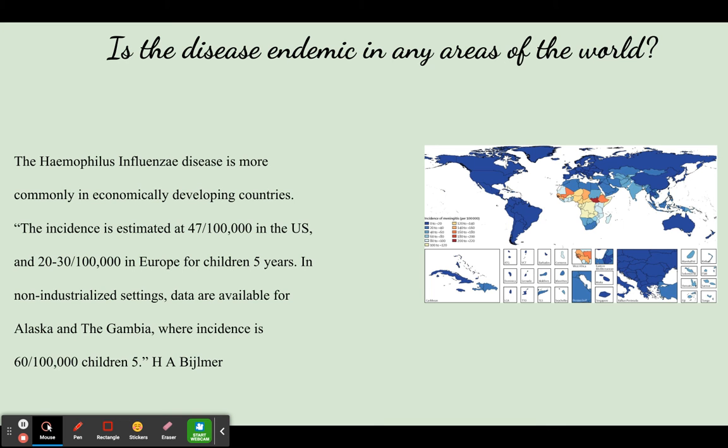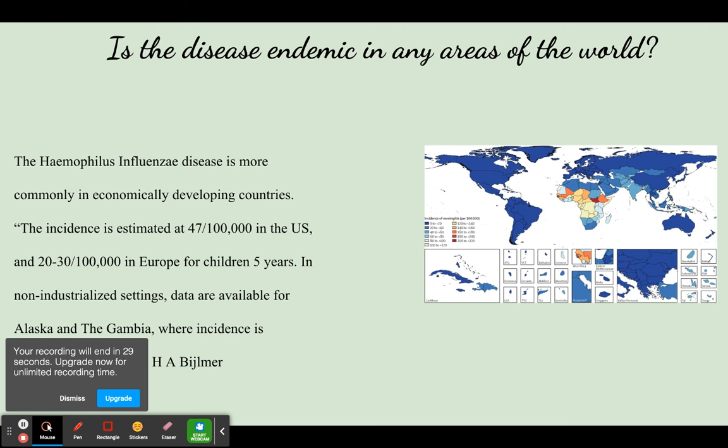Around the world, Haemophilus influenzae disease is more commonly developed in developing countries. Estimated cases in Europe over 5 years were about 47,000. Data is available for Alaska and elsewhere, so it is basically most common in Africa than in other countries that don't have proper treatment for the Hib vaccine.